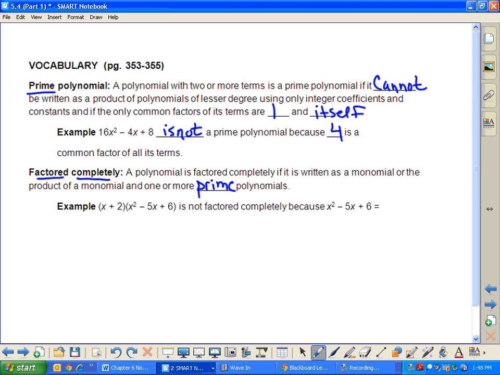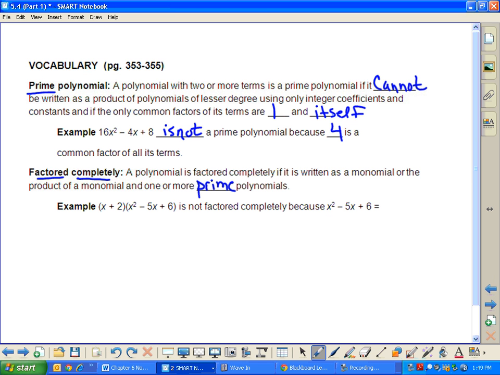So what we're saying when we factor completely is: write an equivalent expression for your original polynomial, but write it as a product of prime polynomials. Very alliterative, product of prime polynomials. That's what it means to factor completely.